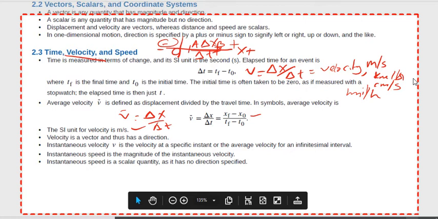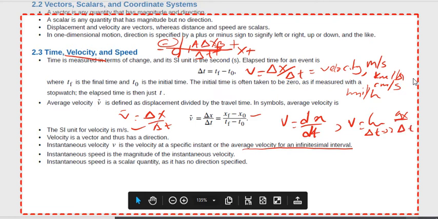The instantaneous velocity will be defined as the average velocity for an infinitesimal time interval. So instantaneous velocity will be dx divided by dt, or instantaneous velocity will be the limit as delta t tends to 0 of delta x divided by delta t. This is the instantaneous velocity.